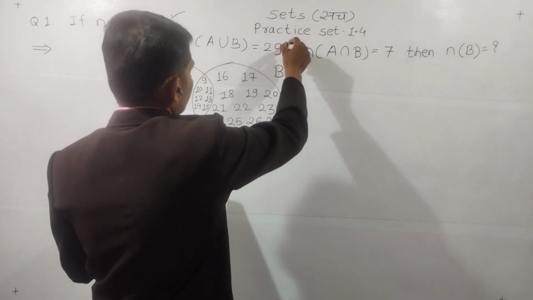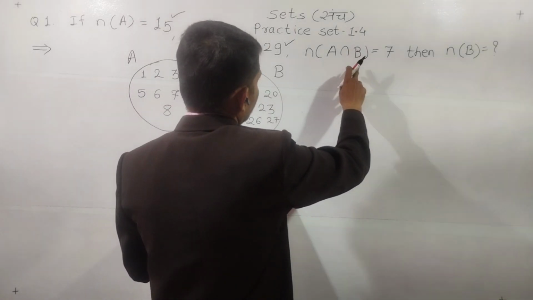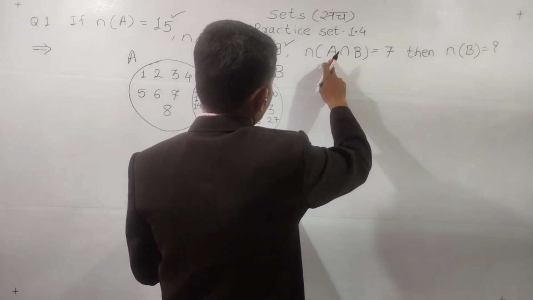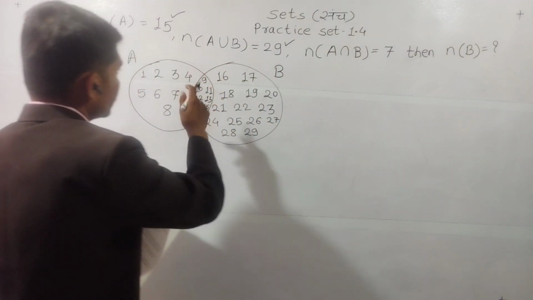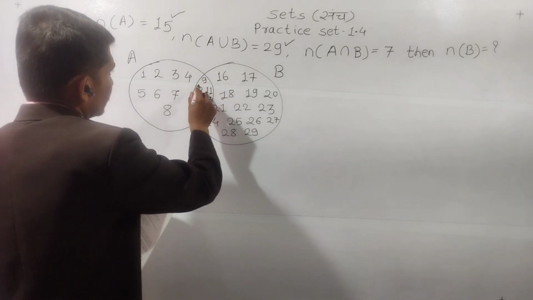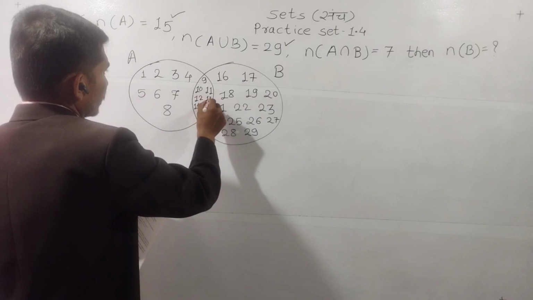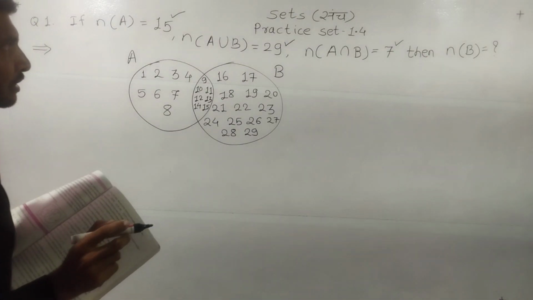And lastly, the condition is given here. Number of elements in set A intersection set B is equal to 7. So we have to count the intersection. Means the common elements we will count 1, 2, 3, 4, 5, 6, 7. So this condition is also fulfilled.